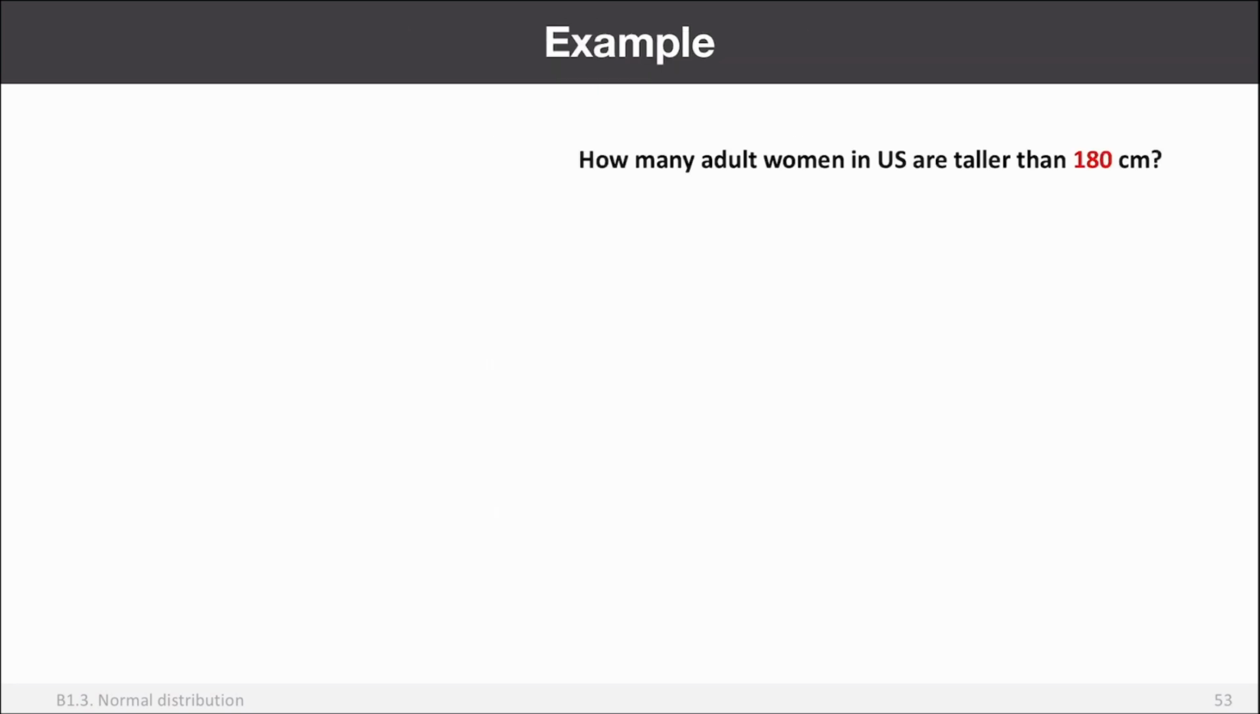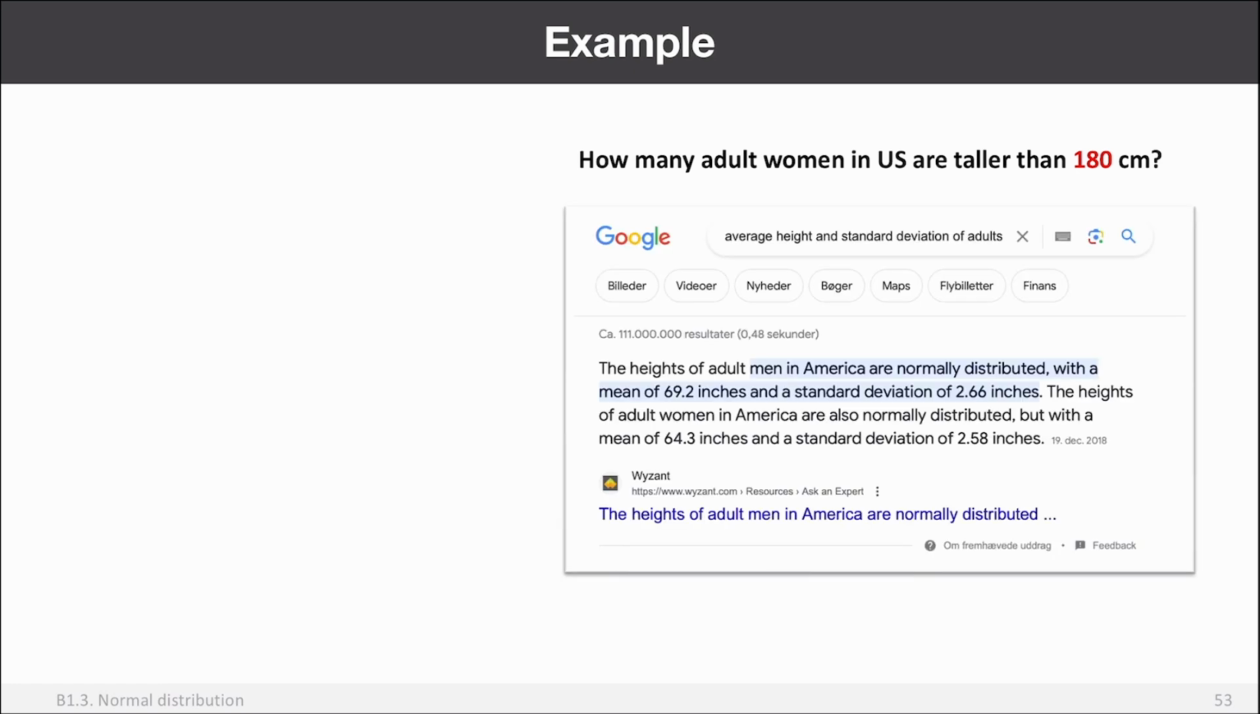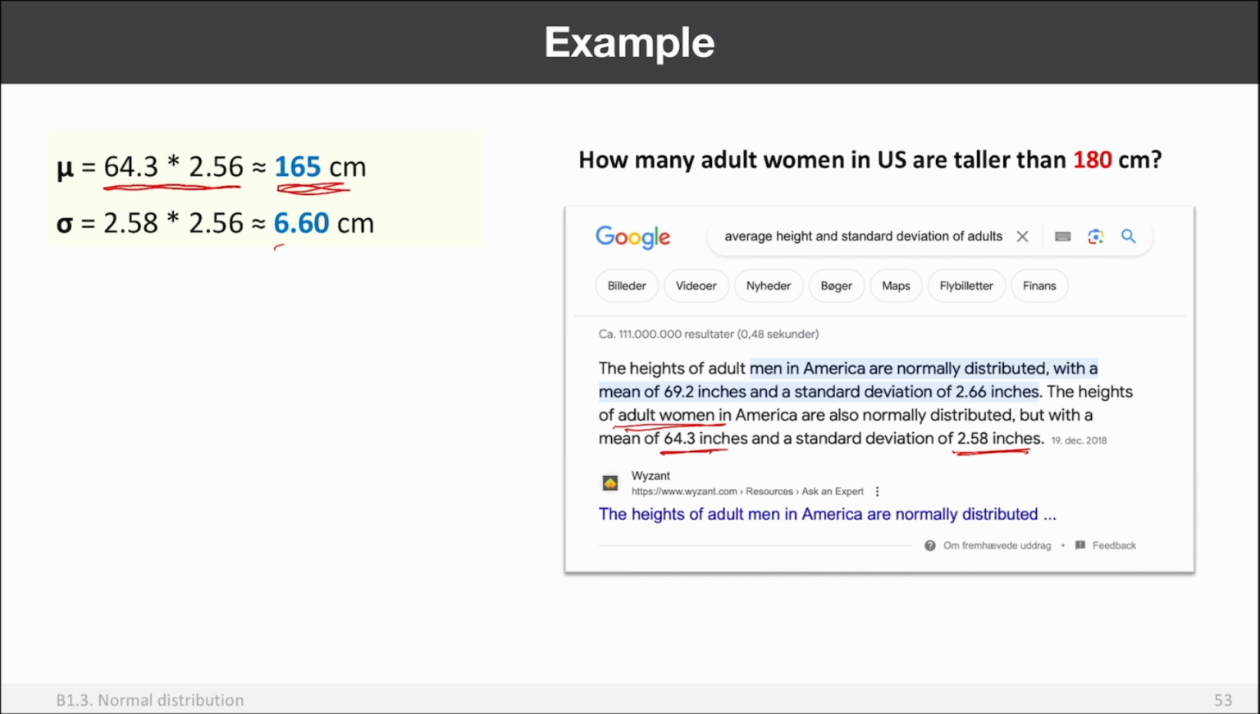Now, let me show you an example. How many adult women in the United States are taller than 180 centimeters? How can we answer this question? First of all, we Google, and we found out that the average for adult women is 64.3 inches, and the standard deviation is 2.58 inches. So I know the parameters of my population, and then I simply use this to compute these two values in centimeters. It's just easier for me.